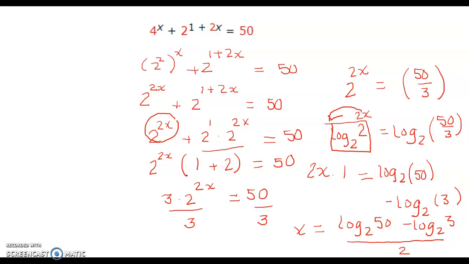We could certainly check to see if that works in our original equation. So if I take 4 to the 2.0294 power plus 2 to the paren 1 plus 2 times 2.0294 power, I get 50. So you know we've got our answer correct. Let me know if you have any questions.